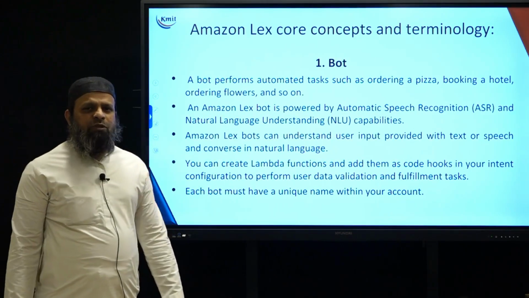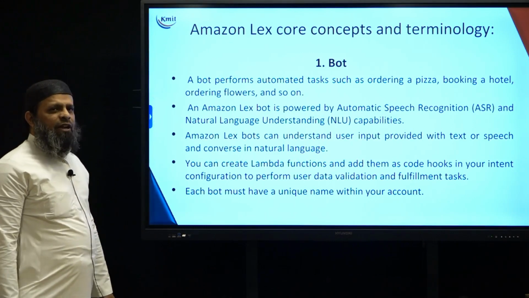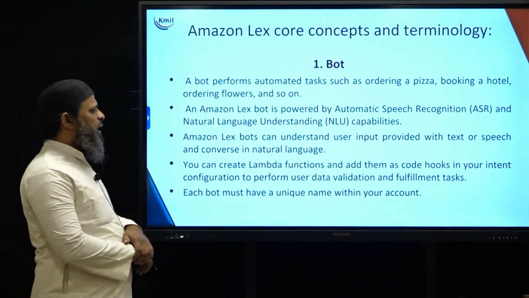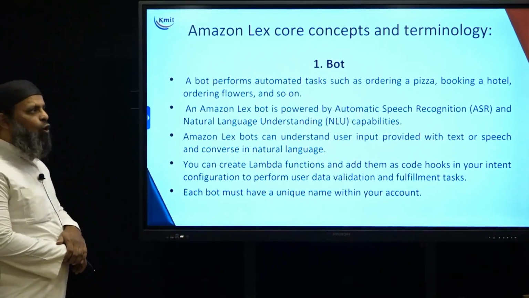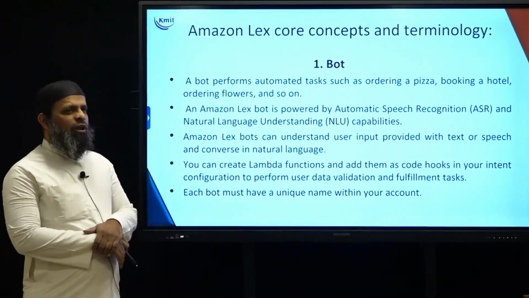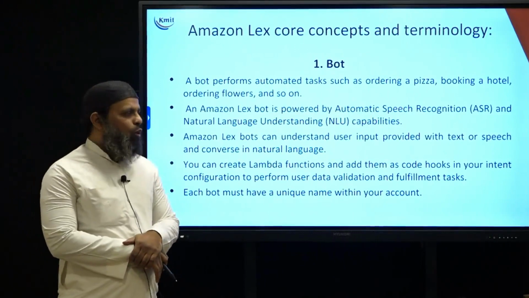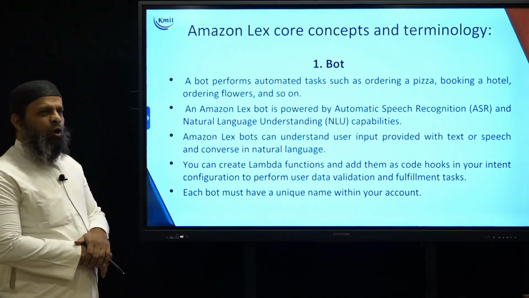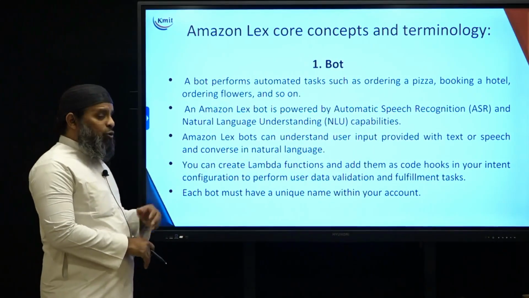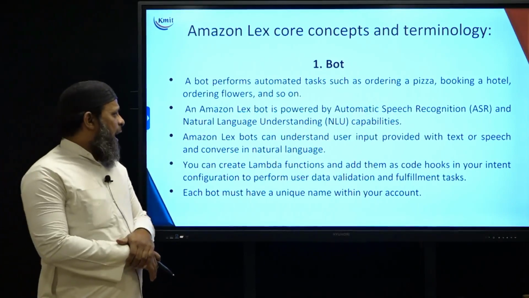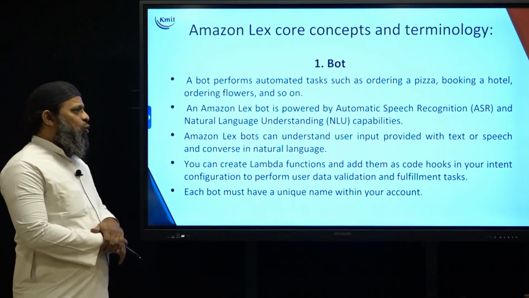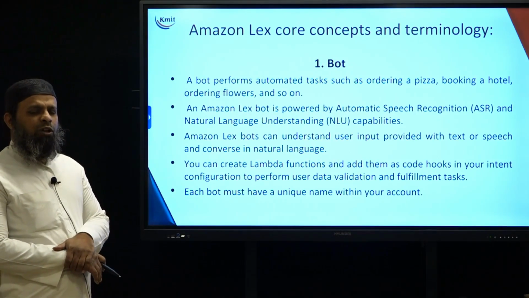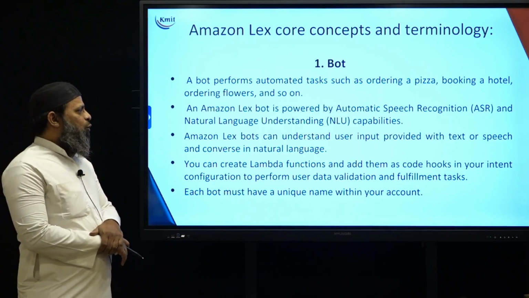We will go with core concepts and terminology first so that we can understand how the bot is built and how it works. The first thing we should know about is the bot. A bot is something which will help us to perform an automated task, like ordering a pizza, booking a hotel or ordering flights and so on. Any task whichever you want to perform can be automated through the bot. It is powered by automatic speech recognition and natural language understanding capabilities. Either you can talk, through voice you can order what that bot should do, or you can type the text of what you want to perform.